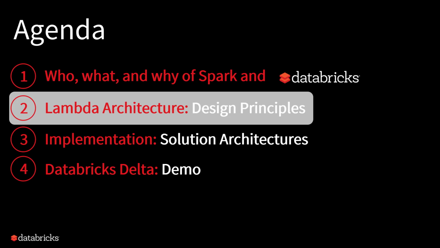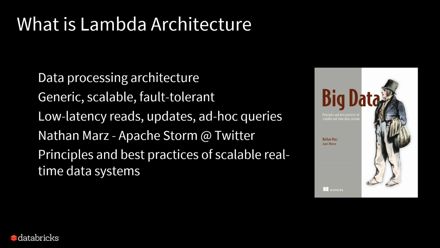Now that we have a good overview of Databricks and Spark, let's switch gears and focus next on Lambda architecture. Lambda architecture was coined by Nathan Marz while working at Twitter on the Apache Storm project. His book listed here, Big Data Principles and Best Practices, is a great introduction and has in-depth examples of how to use it. Lambda architecture is designed to be a generic, scalable, and fault-tolerant system.